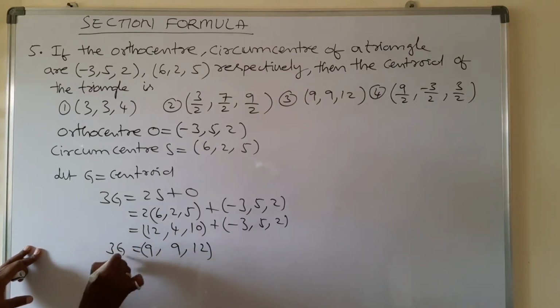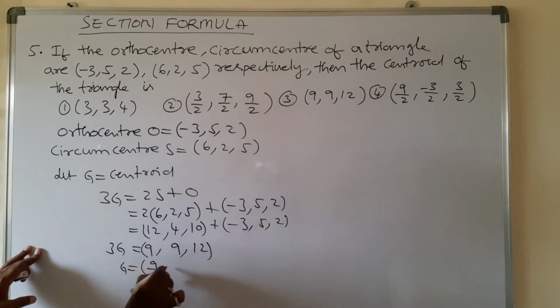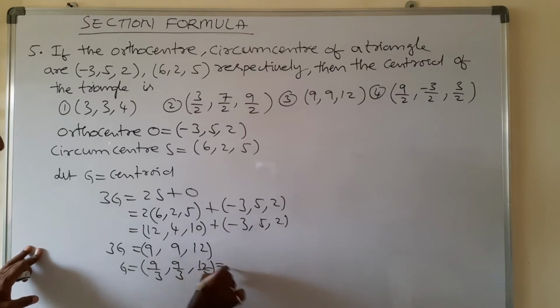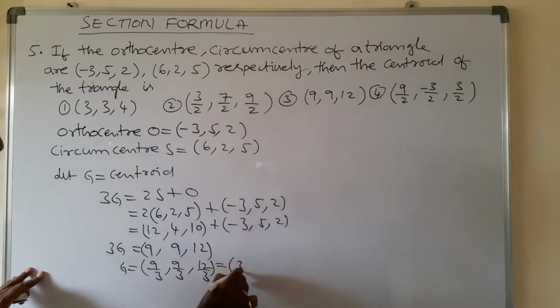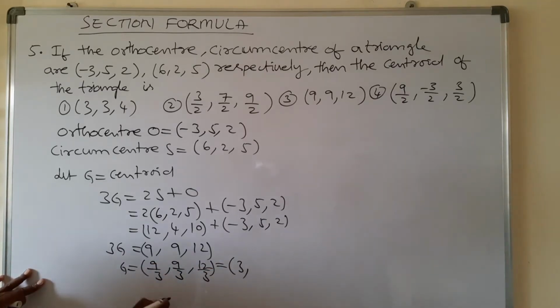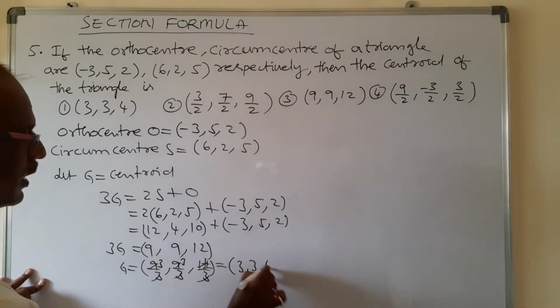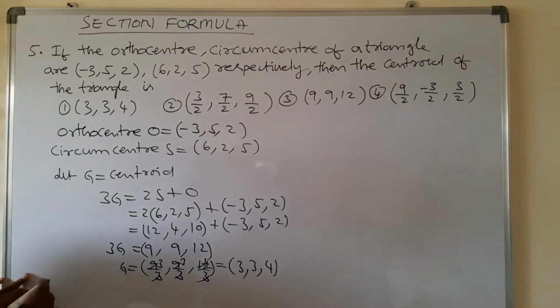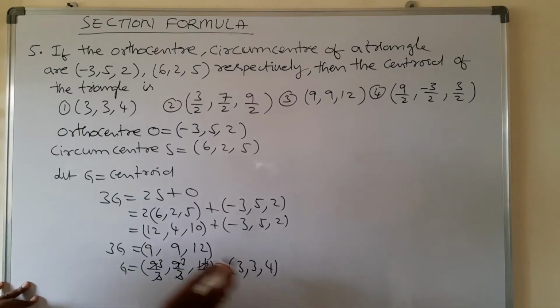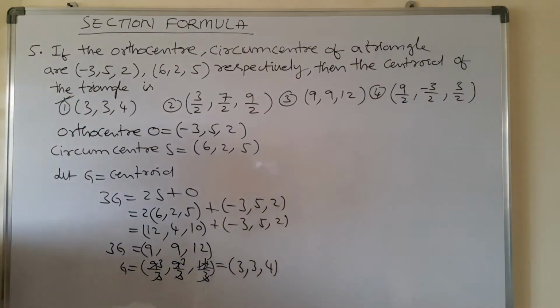So 3G is (9, 9, 12), G is equal to (9 by 3, 9 by 3, 12 by 3). 9 by 3 is 3, 9 by 3 is 3, 12 by 3 is 4. So (3, 3, 4). The centroid of the triangle is (3, 3, 4). First option is correct.